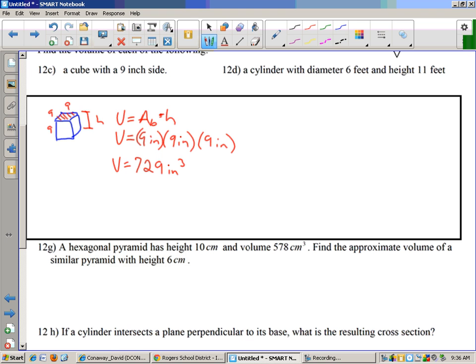cubic inches. Okay, so 12D, a cylinder with diameter 6 feet and a height of 11 feet. So once again, this is a prism-like shape. When I say prism-like, I just mean that all of the slices are congruent to each other. So we just need to find the area of one slice and multiply it by the height of the shape. The area of a slice is going to be the area of that circle. If the diameter is 6 feet and the height is 11 feet, what's the formula for the area of a circle?